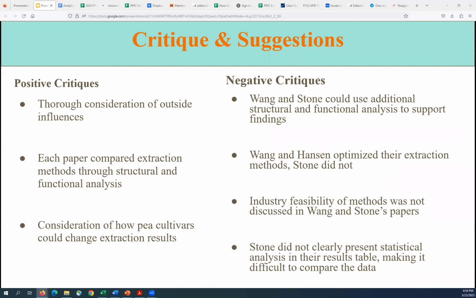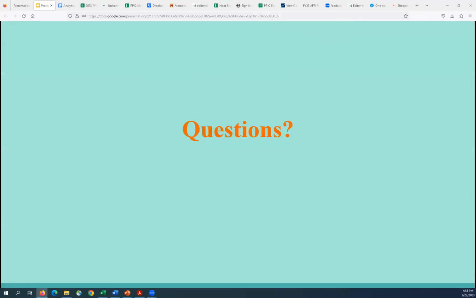Negative critics. One in Stone: they could use additional structural and functional analysis to support their findings. One in Hansen: optimize the extraction method. Stone did it. Industry feasibility of the method was not discussed in Wang and Stone's papers. Stone didn't clearly present statistical analysis in their results table, making it difficult to compare the data.